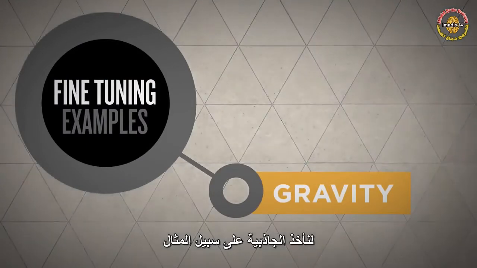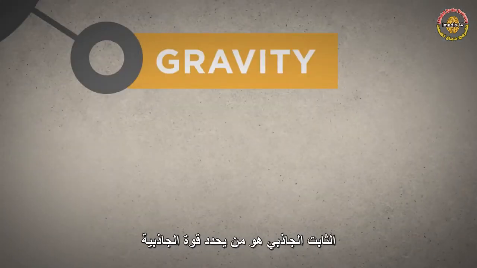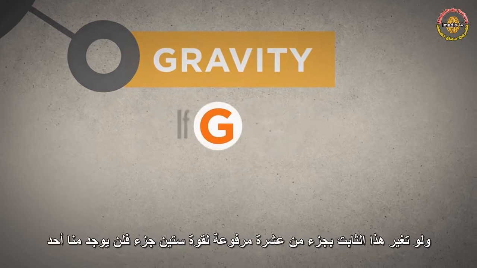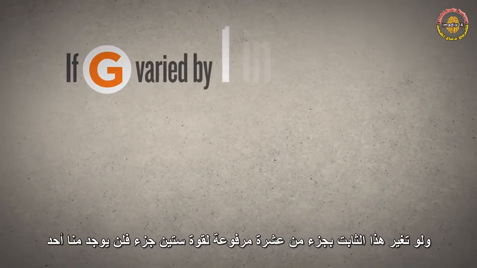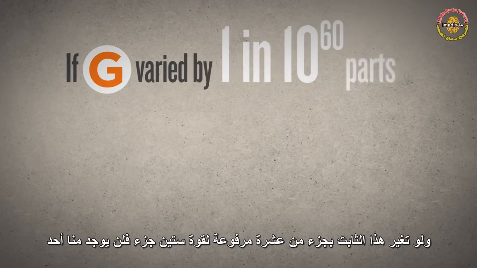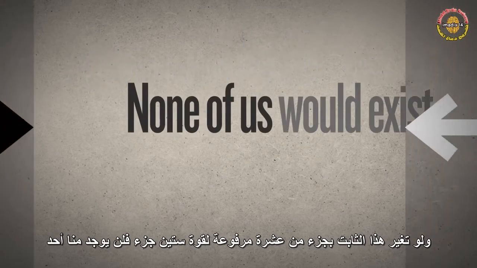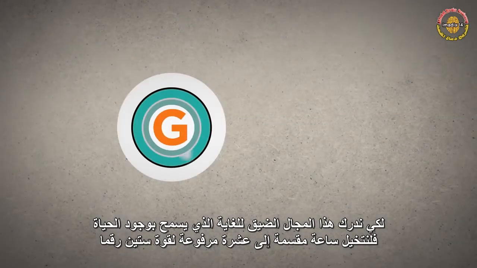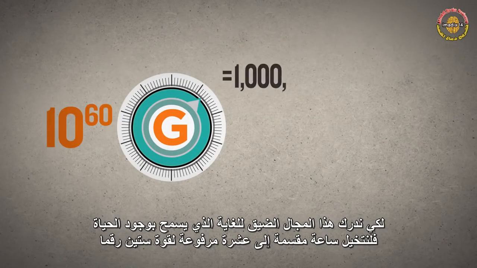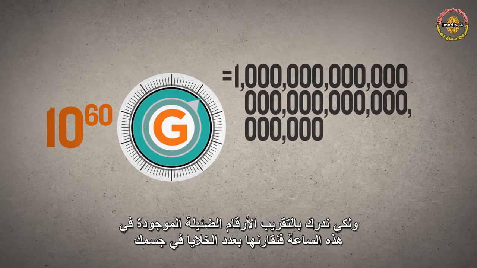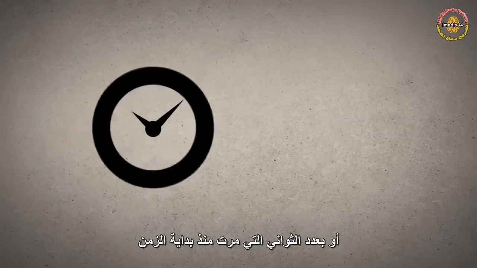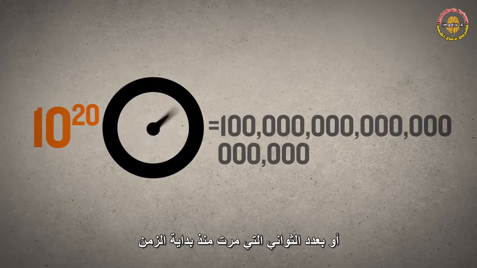Consider gravity, for example. The force of gravity is determined by the gravitational constant. If this constant varied by just 1 in 10 to the 60th parts, none of us would exist. To understand how exceedingly narrow this life-permitting range is, imagine a dial divided into 10 to the 60th increments. To get a handle on how many tiny points on the dial this is, compare it to the number of cells in your body, or the number of seconds that have ticked by since time began.